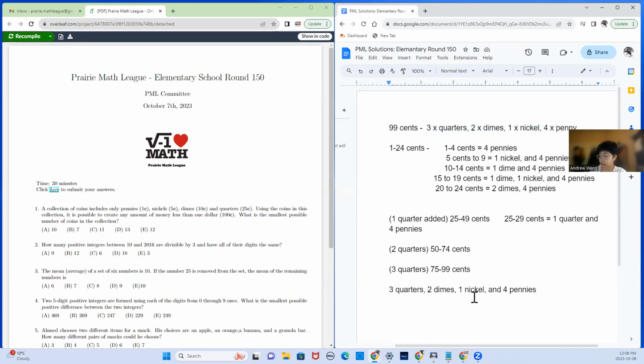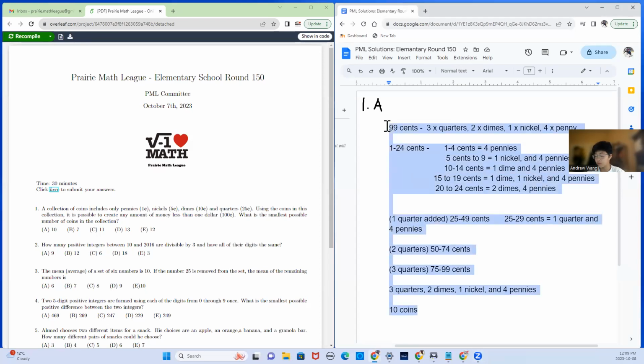So let's check how many we have. The total amount of coins we have is 3 plus 2 plus 1 plus 4, which will give us a grand total of 10 coins. So the answer to question 1 is A. So I'm just going to quickly draw that. So 1 is A. All right. Let's move on to question 2.